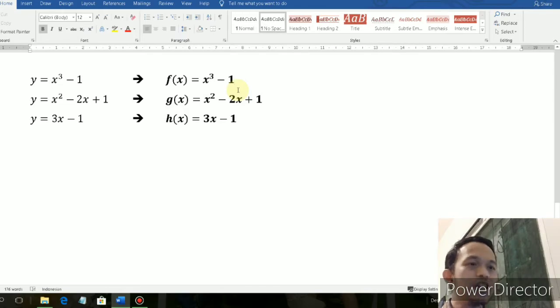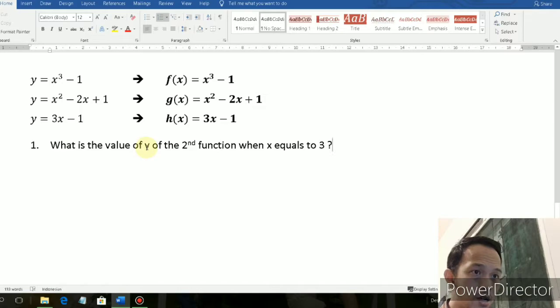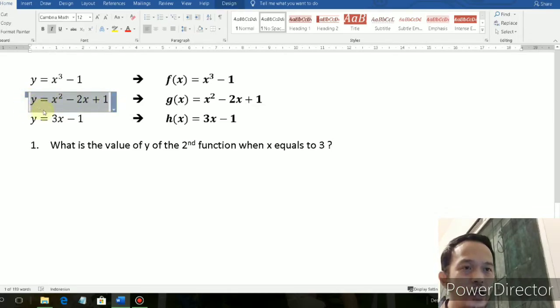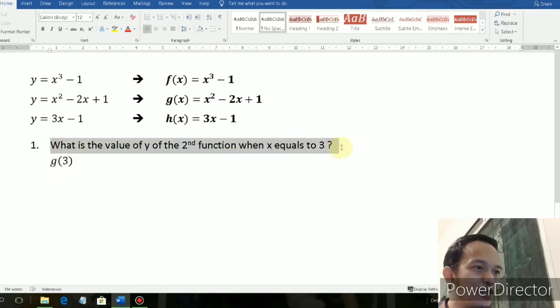Why? Since if we have a question like this, what is the value of y of the second function when x equals 3? So actually we go to the second function. What is the value of y if x equals 3? In simple mathematical language, the question can be shortened into g of 3. So g of 3 can replace these long questions. G of 3, the value of y of the second function when x equals 3.